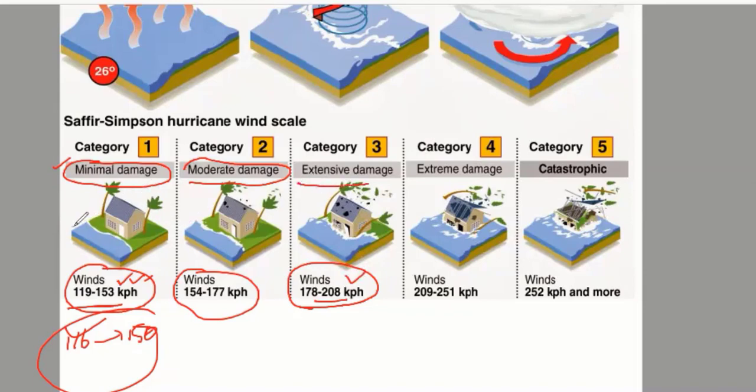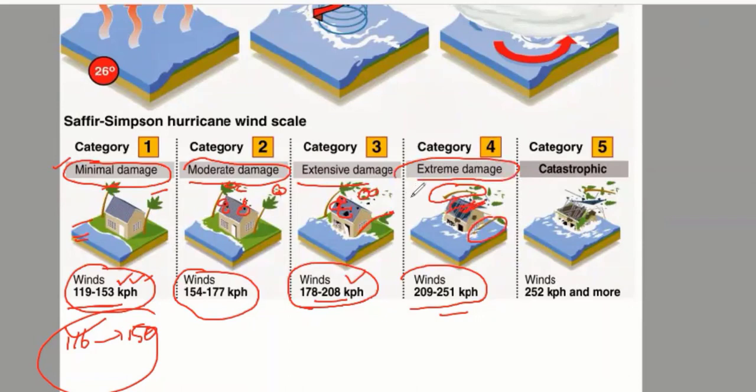You can see here the first diagram, nothing happening, only wind. If you see the second diagram, they create some damage. You can see here, and also plants. In the third, you can see the damage is more. You can see the plants bending more and more. In the fourth, if the speed becomes 209 up to 250 kilometers per hour, you can see the plants are uprooted. They are out of the soil now. And you can see the roof is also going out. That is known as extreme damage.